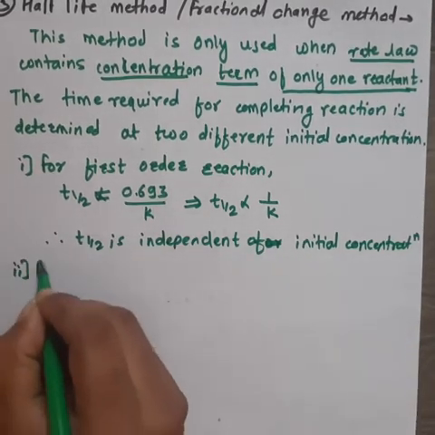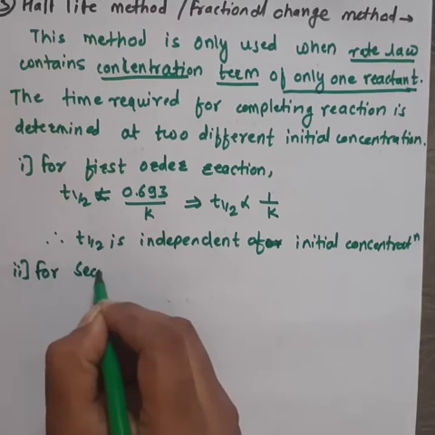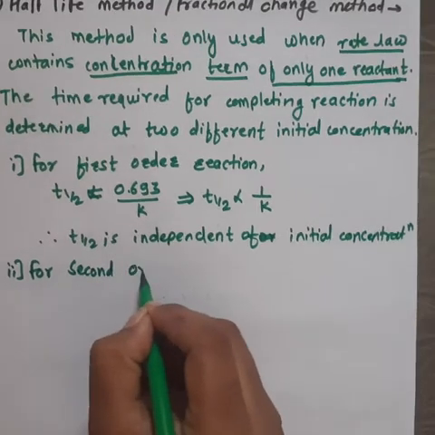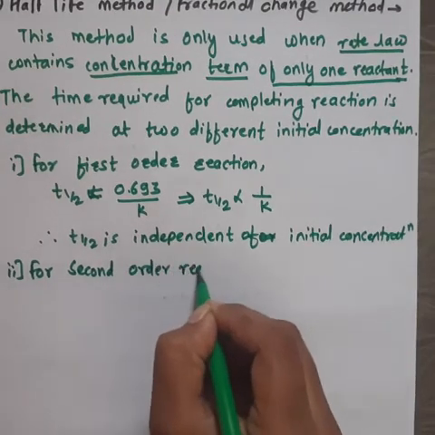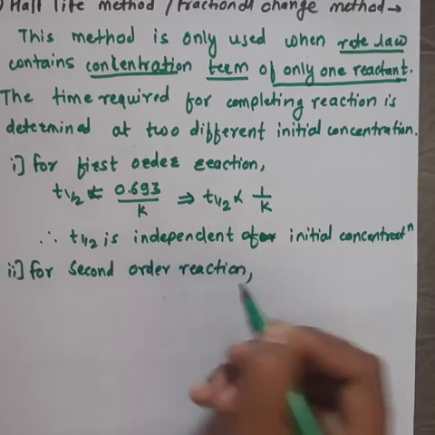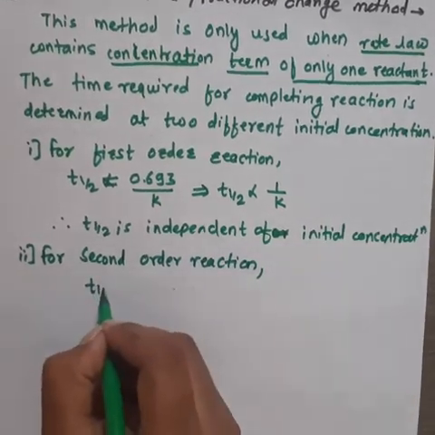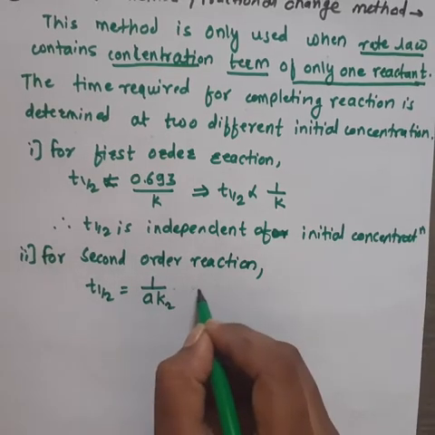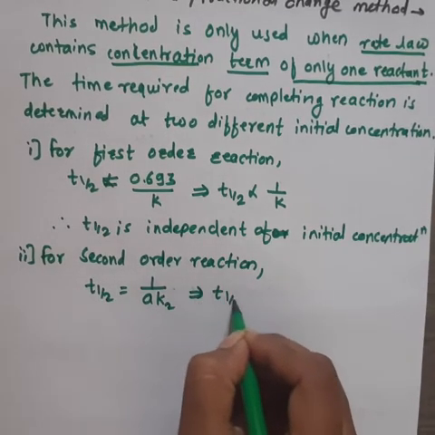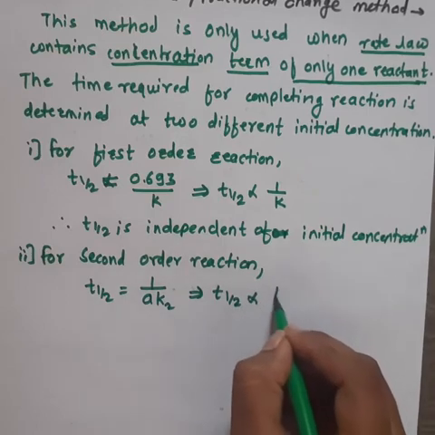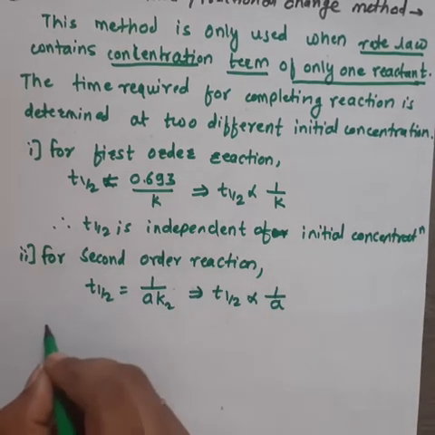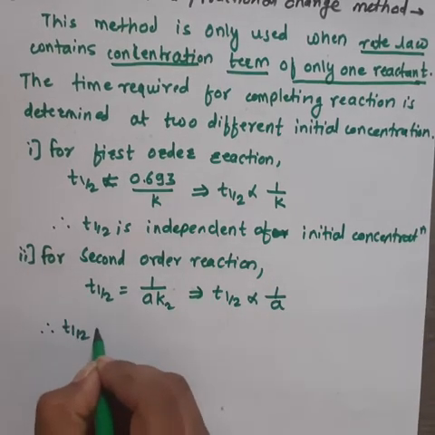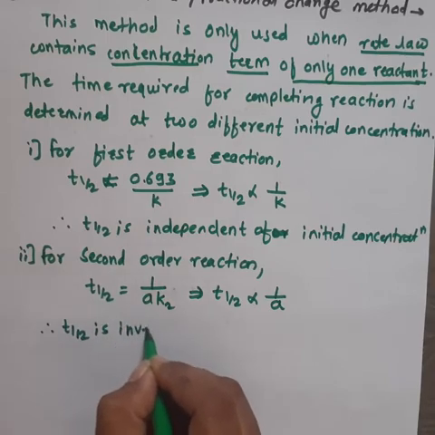For a second order reaction, what was the equation? For a second order reaction, T half is equal to 1 upon A into K2. Therefore, we can say that T half is proportional to 1 upon A, that is, T half is inversely proportional to the initial concentration A.